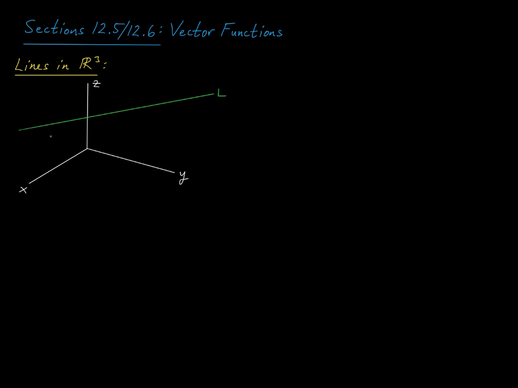Okay, so if you think for a moment what you need to describe a line in the xy plane, right? So in R2, well there you need a point on the line and you need a slope for the line. Okay, so what are the analogs of point and slope for this line L in R3?